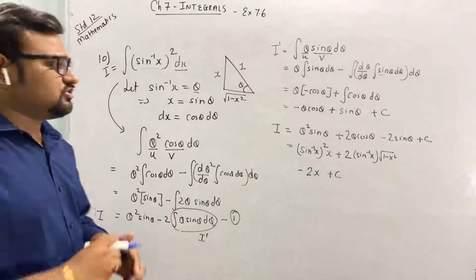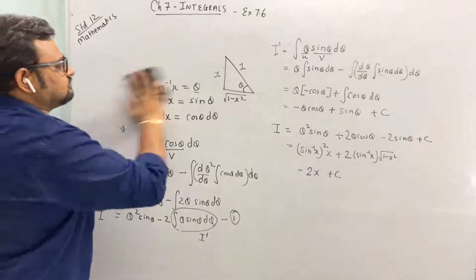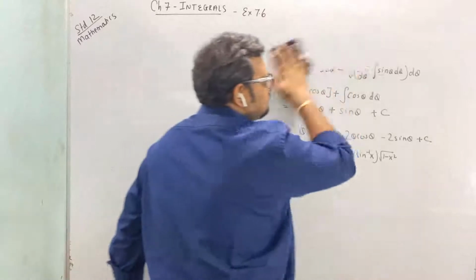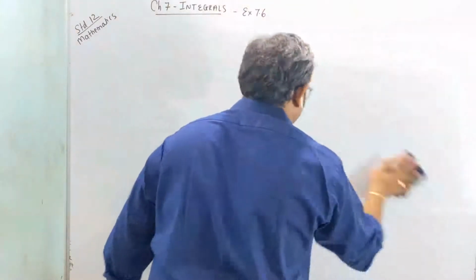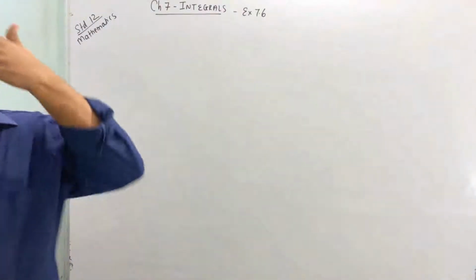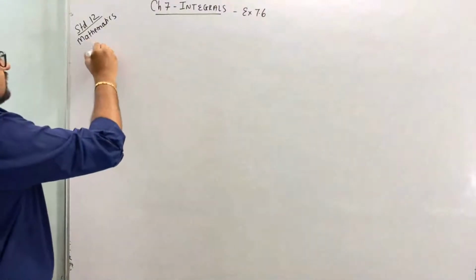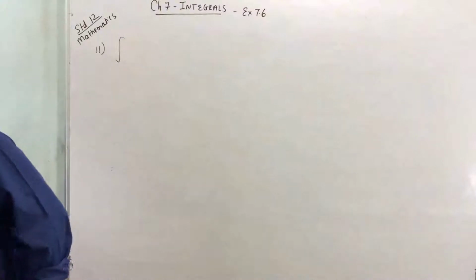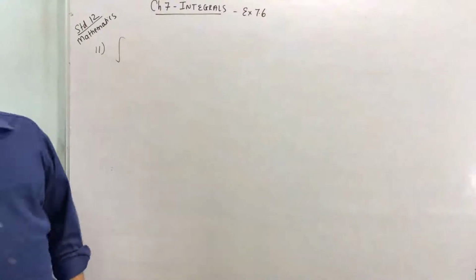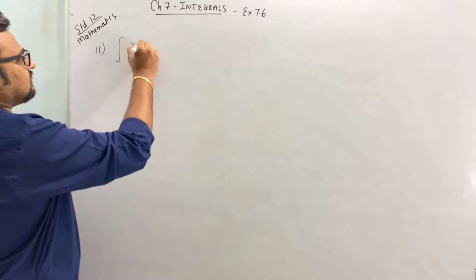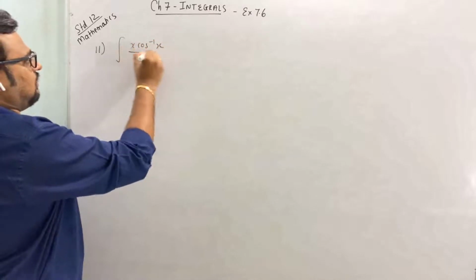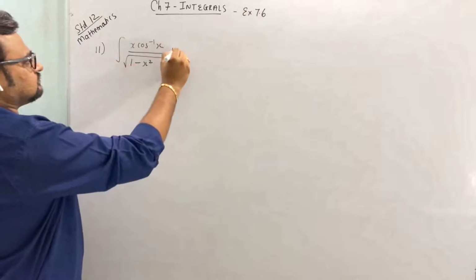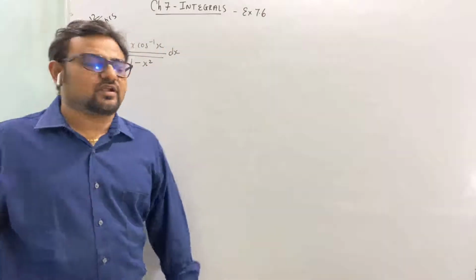Okay, now let's move to the next question. Our next question, question number 11: integration of x cos inverse x upon root of 1 minus x square. Okay, so this is our next question.